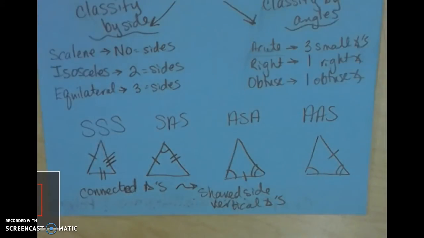Okay? So remember, triangles add up to 180. You have to classify them by two ways, and then there's also the congruent triangles, which are side side side, side angle side, angle side angle, and angle angle side.